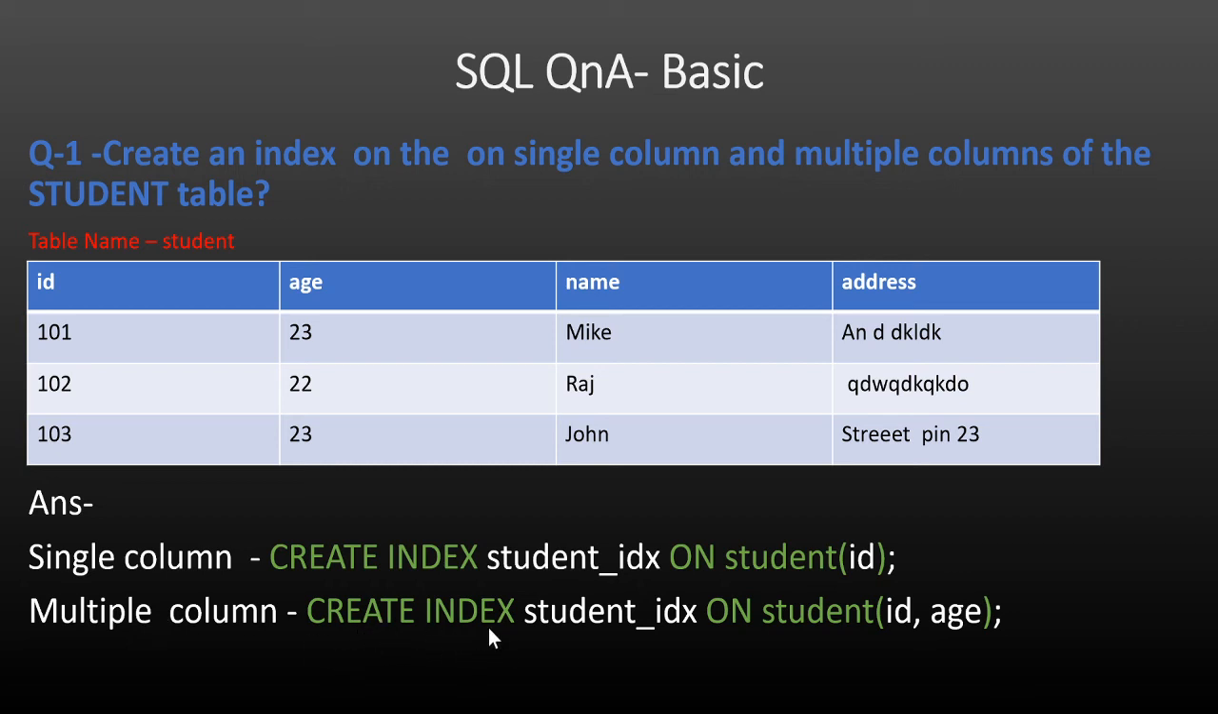So you write create index and whatever name you want to give to your index. Here I am giving the table name, student underscore idx, on student, which is the table name, and inside the braces I'm passing the two columns, ID and age. That is how it will create your new index, based on the two columns ID and age. So that was a pretty basic question. In the next coming videos I will be creating more SQL questions. Hope you like it. Thanks for watching.